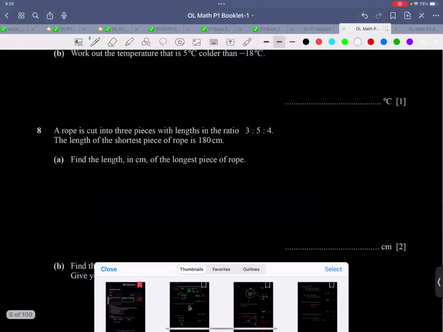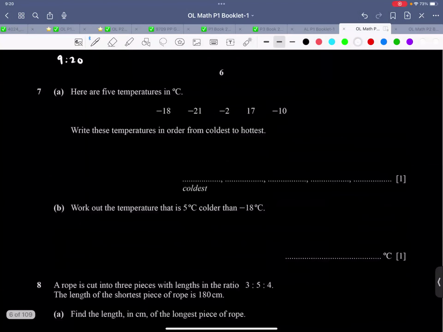So let's move on. Question number 7. Here are 5 temperatures in degrees Celsius. 1, 2, 3, 4, 5. Write these temperatures in order from coldest to the hottest. So hottest is the positive one. Keep that in mind. And coldest is the negative one.